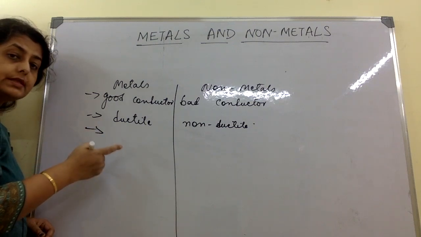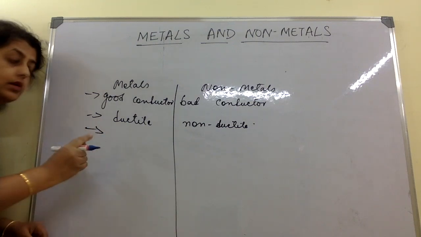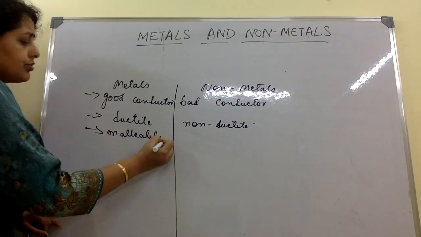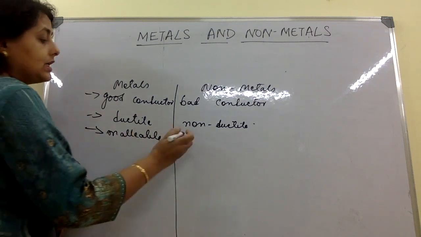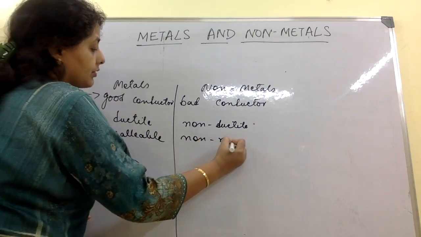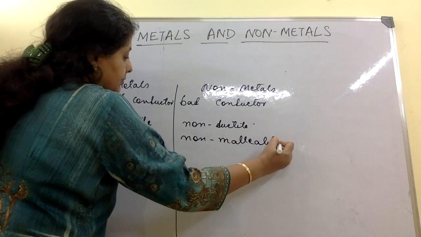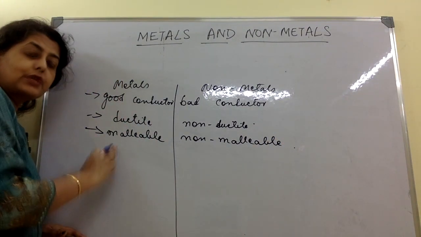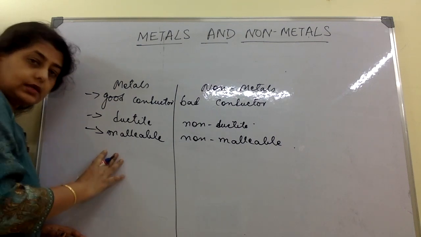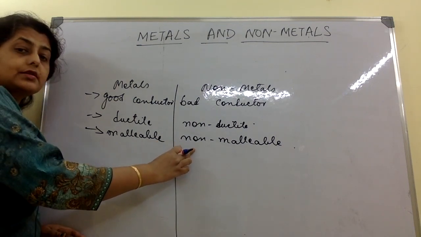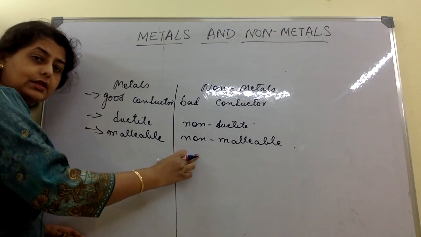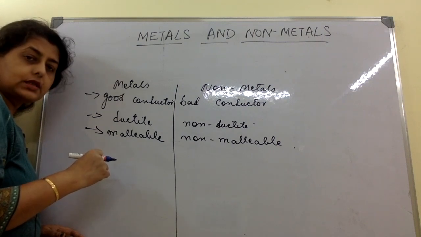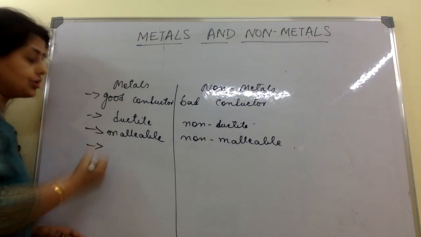The next one is malleable. Now you all know about this, it is just a quick recap. Malleable, non-malleable. This is non-malleable. Why? Because you can beat metals into sheets. You can get iron sheets, you can get aluminium sheets, but you cannot get sulfur sheets, or let's say sheets of phosphorus. You can't beat them into sheets.